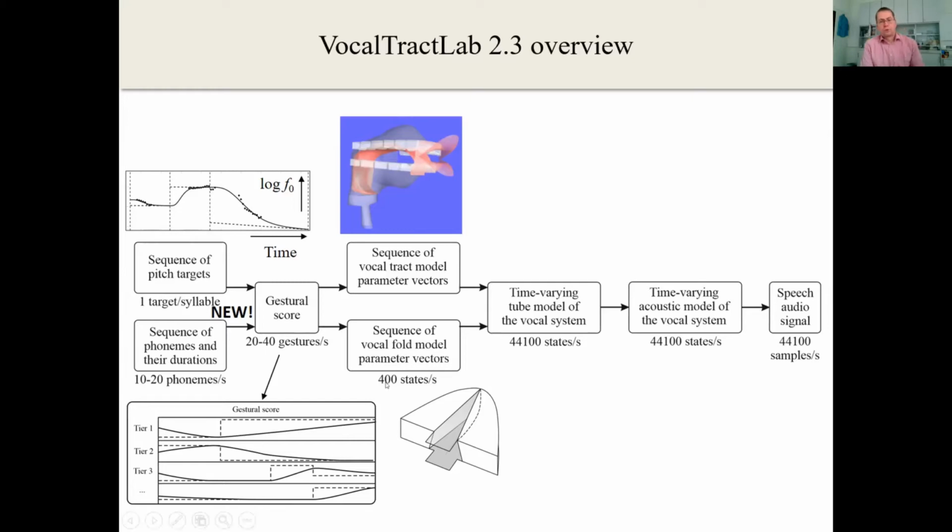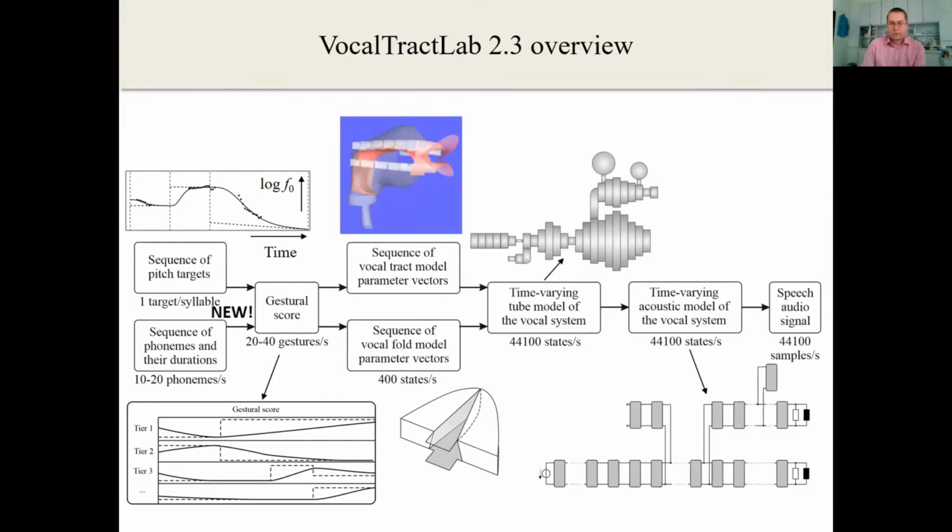The vocal fold and vocal tract models were revised prior to version 2.3, and I will talk briefly about that. From these two models, according to the pipeline, we generate a time-varying tube model of the vocal system. That is then transformed into an aerodynamic-acoustic model of the vocal tract and a network circuit model, which can then generate the speech audio signal. So this is basically the pipeline.